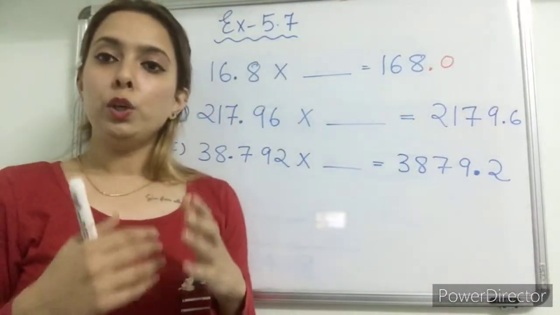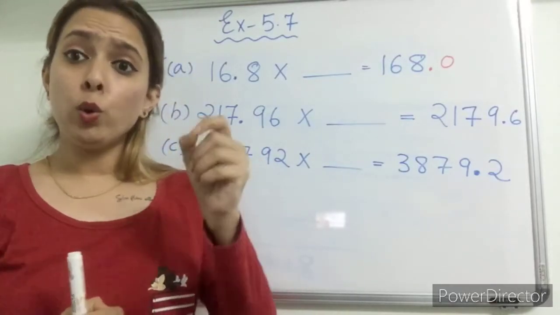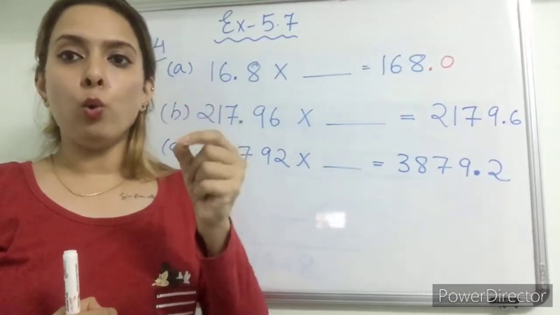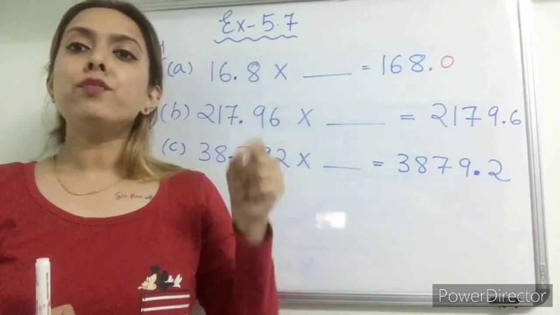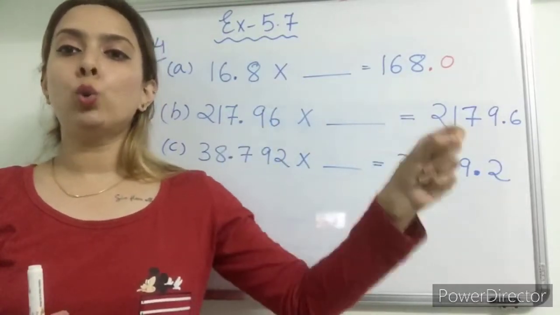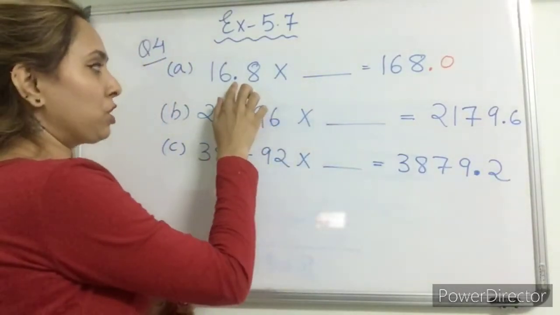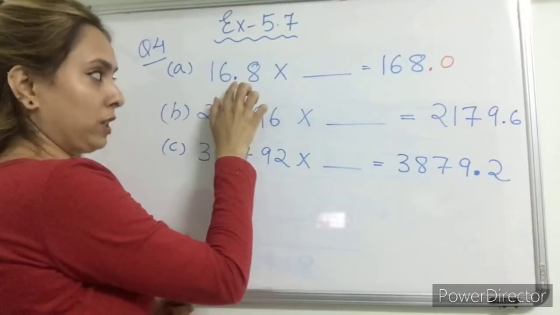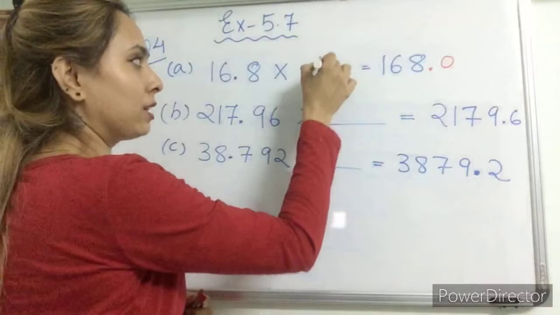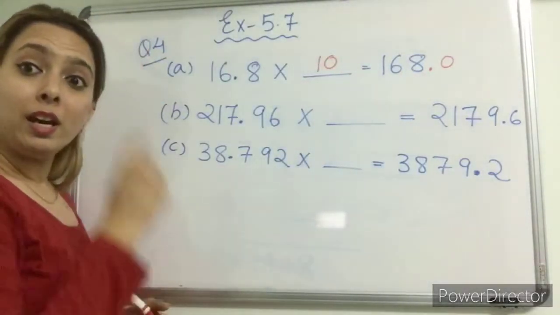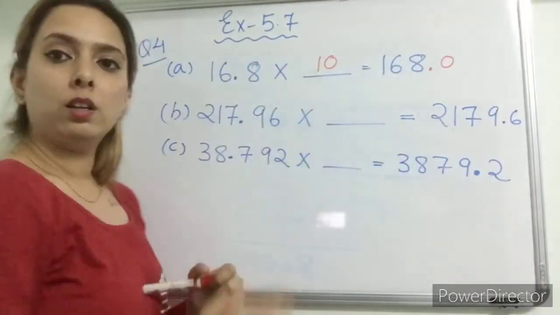So you have to be very vigilant and check if the decimal is shifting only one digit, then the multiplier will be 10. If the decimal is shifting 2 digits, then the multiplier will be 100. So in the first question, the decimal has shifted after this 8. So the answer is 10, because the decimal has shifted only one digit, so it means 10.